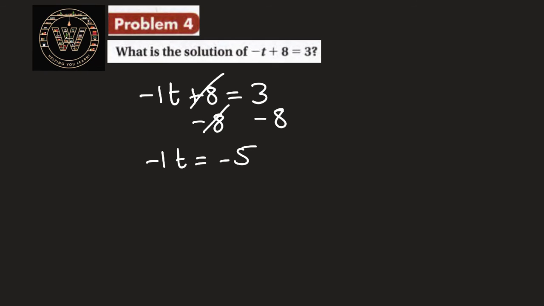Now what will you get rid of? Negative 1, which is multiplied by t. How will you get rid of multiplication? By division. So divide by negative 1 on both sides. So negative 1 cancels with negative 1. You're left with t is equal to negative divided by negative, which is positive. 5 divided by 1 is 5. So the solution is t is equal to 5.